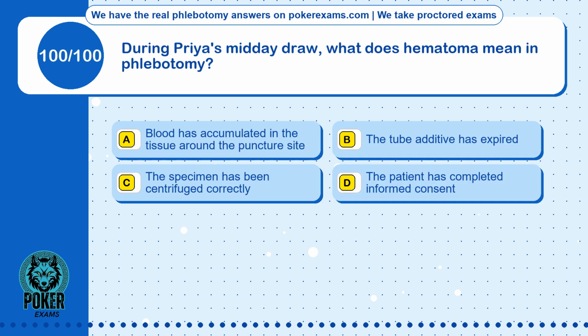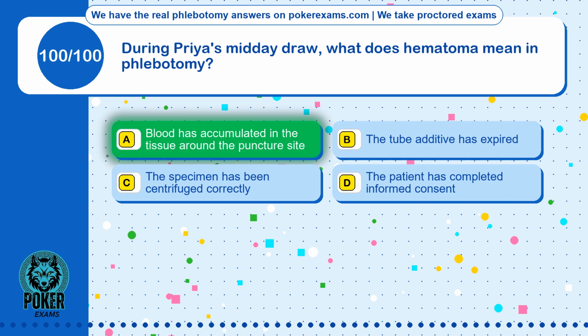Question 100. During Priya's midday draw, what does hematoma mean in phlebotomy? Option A. Blood has accumulated in the tissue around the puncture site. Option B. The tube additive has expired. Option C. The specimen has been centrifuged correctly. Option D. The patient has completed informed consent.